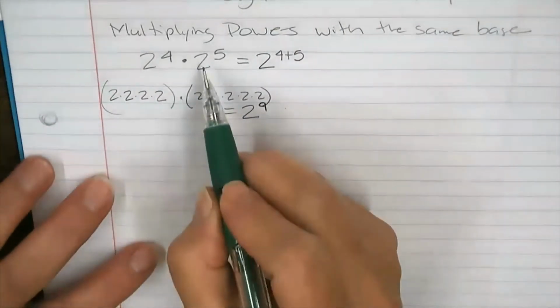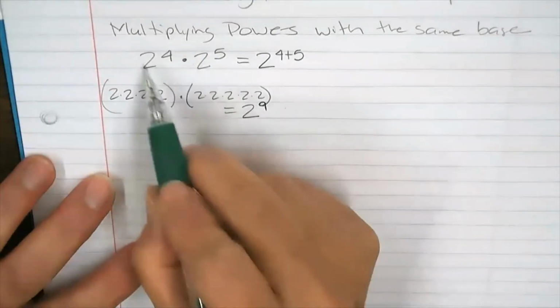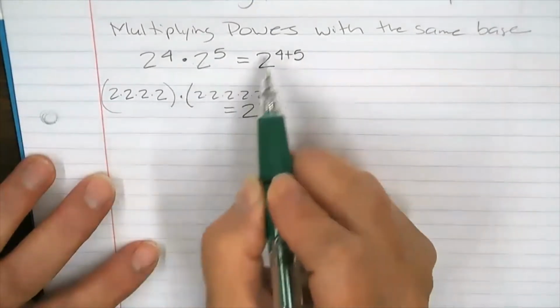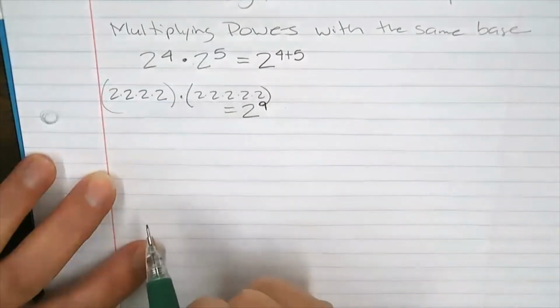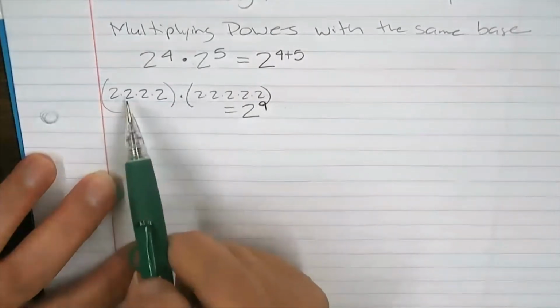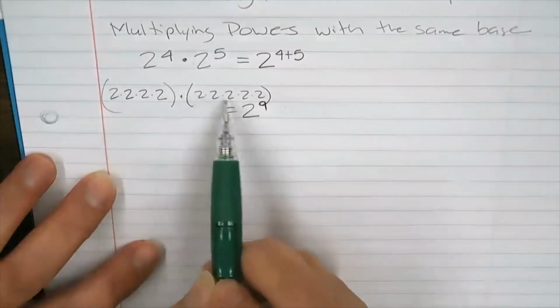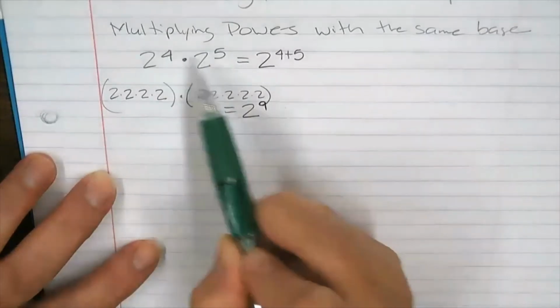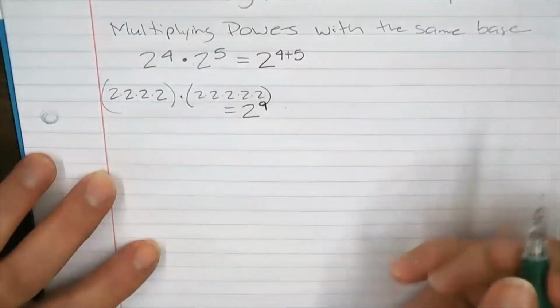So when our base is the same, when we're multiplying and our base is the same, we add those exponents, because that's exactly what's going on here. 1, 2, 3, 4, 5, 6, 7, 8, 9. And 4 plus 5 is 9.